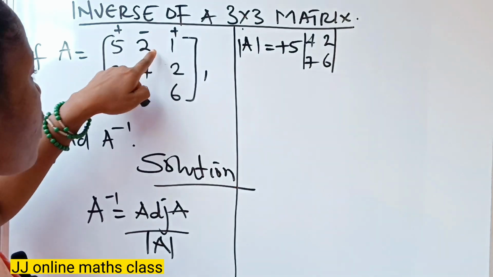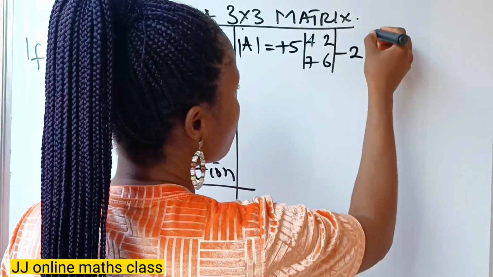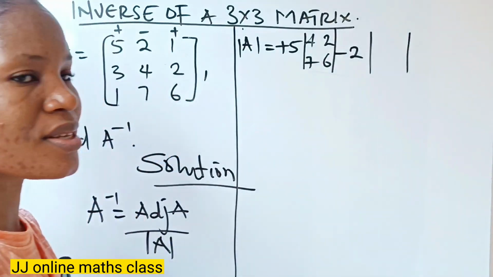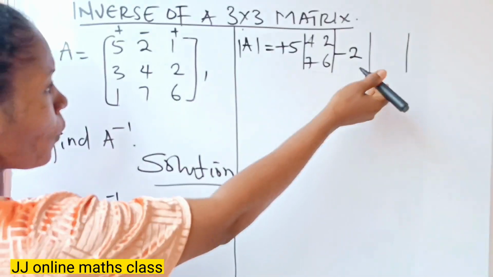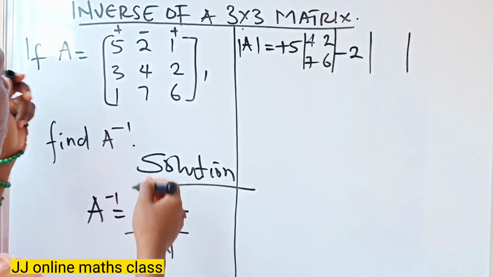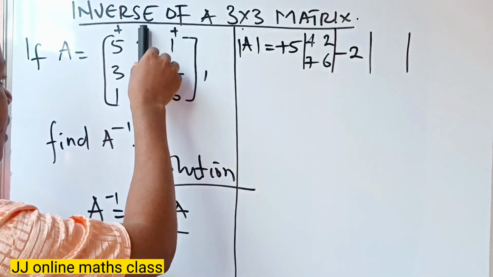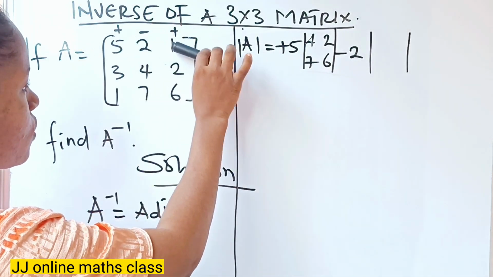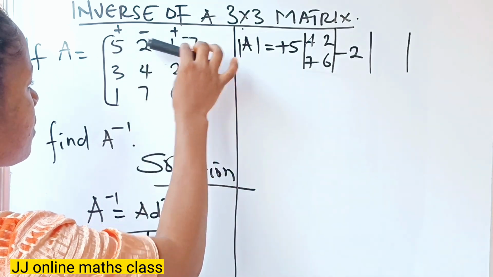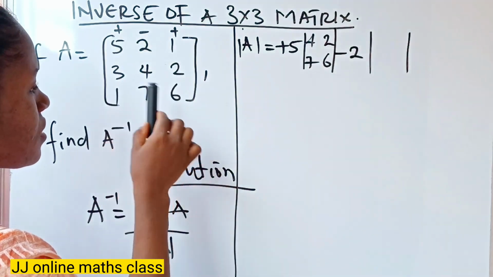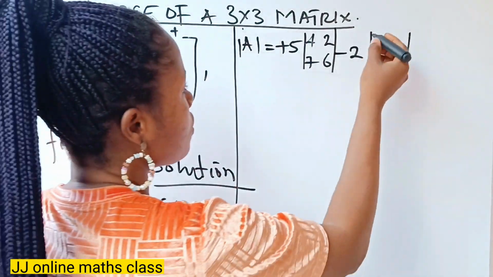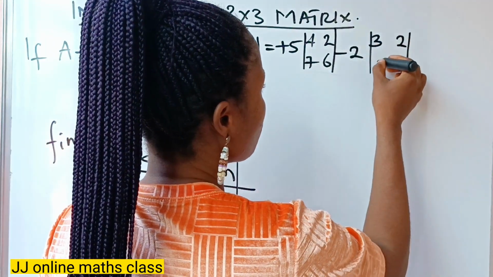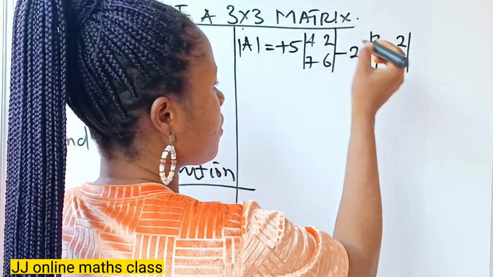Next you are going to have minus 2, and you also open your determinant bracket. When you cover the column that contains 2 vertically and the row that contains 2 horizontally, you notice that you have 3, 2, and 1, 6 remaining. So you are going to have 3, 2, 1, 6.